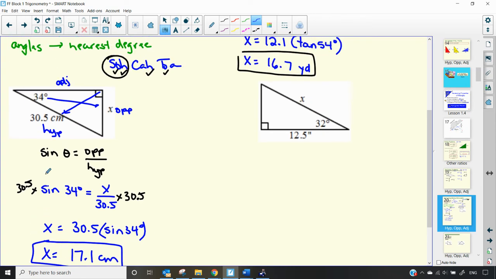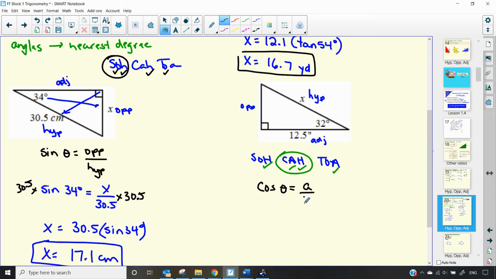All right, now let's look at our last example here. We've got x, 32, and 12.5. So setting up our triangle, or labeling our triangle, we have adjacent, hypotenuse, and opposite. So using SOHCAHTOA, I have adjacent, and I'm looking for hypotenuse, so I'm going to be using cosine. The formula is cosine theta equals adjacent over hypotenuse.